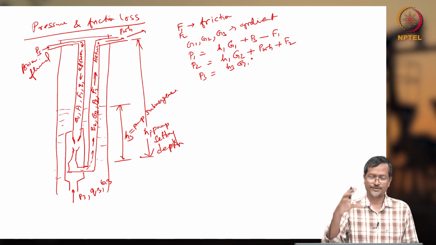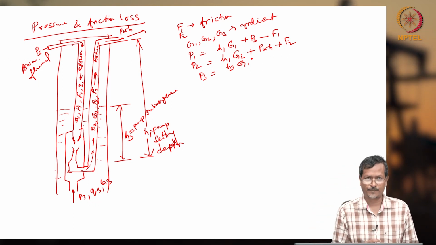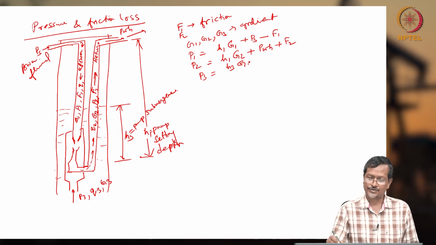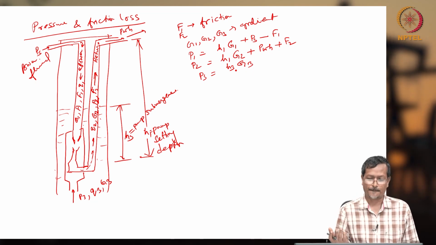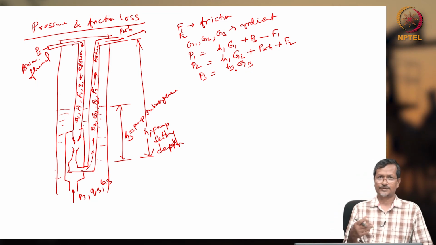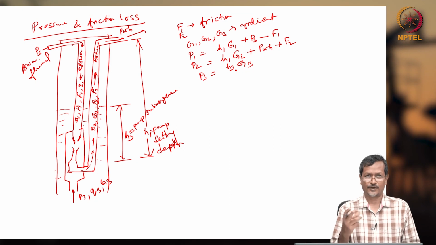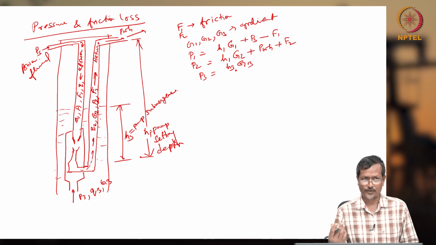And P3, your suction pressure, equals H3 G3. H3 means how much submergence there is, that much fluid is pushing down, pushing inside the pump, and G3 we are assuming is the wellbore fluid gradient. We are assuming there is no frictional pressure drop, because velocity is lower. But when velocity is very high, we have to consider friction pressure drop, because otherwise it will be erroneous. With lower velocity, friction and pressure drop are lower, so we can ignore that.